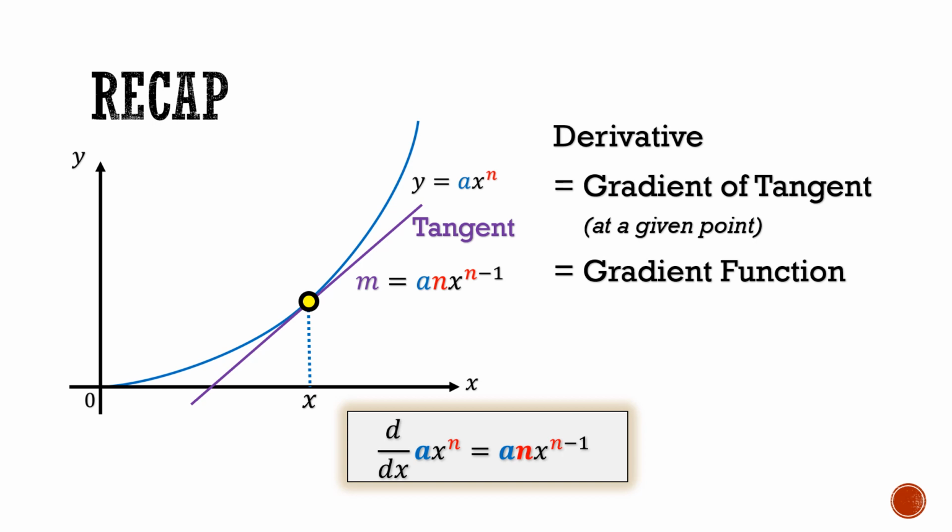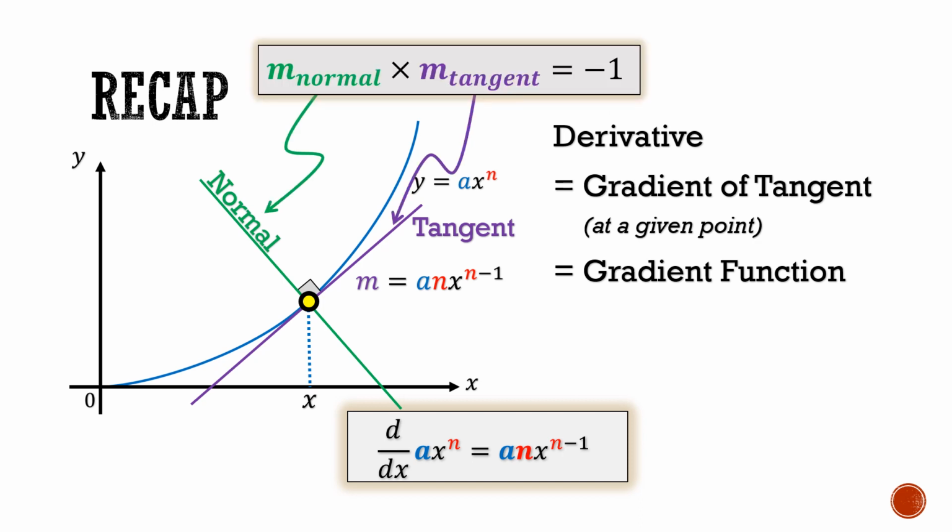For this lesson, we also need to recall that the normal line is a line that is perpendicular to the tangent. An important relationship that we will need is that the gradient of the normal multiplied by the gradient of the tangent gives us -1.